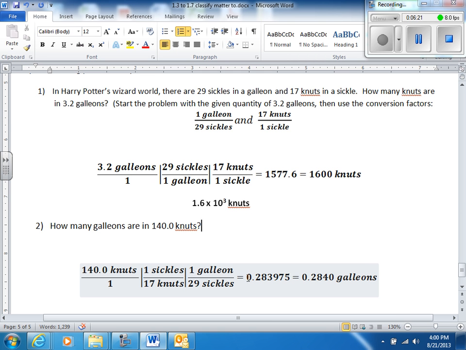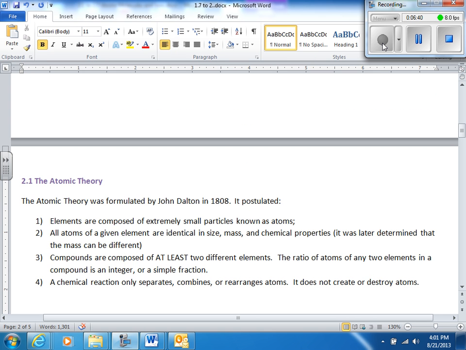Leading zeros never count, so this 0 does not count as significant. So the 2, the 8, and the 3 I keep. This digit I keep, I have to figure out whether it rounds up or stays the same. It rounds up because this is a 7. When you round 9 up, it makes 10. You add 1 to the 3, and you get 0.2840 galleons.